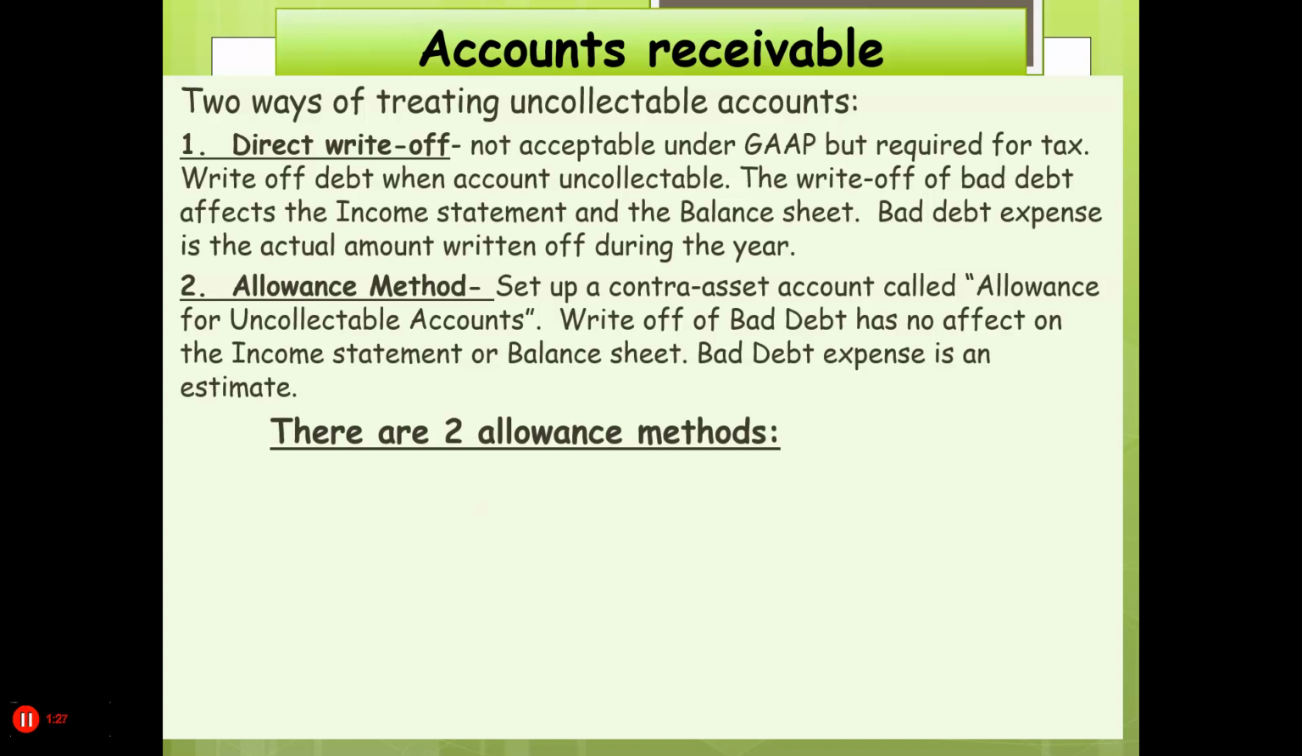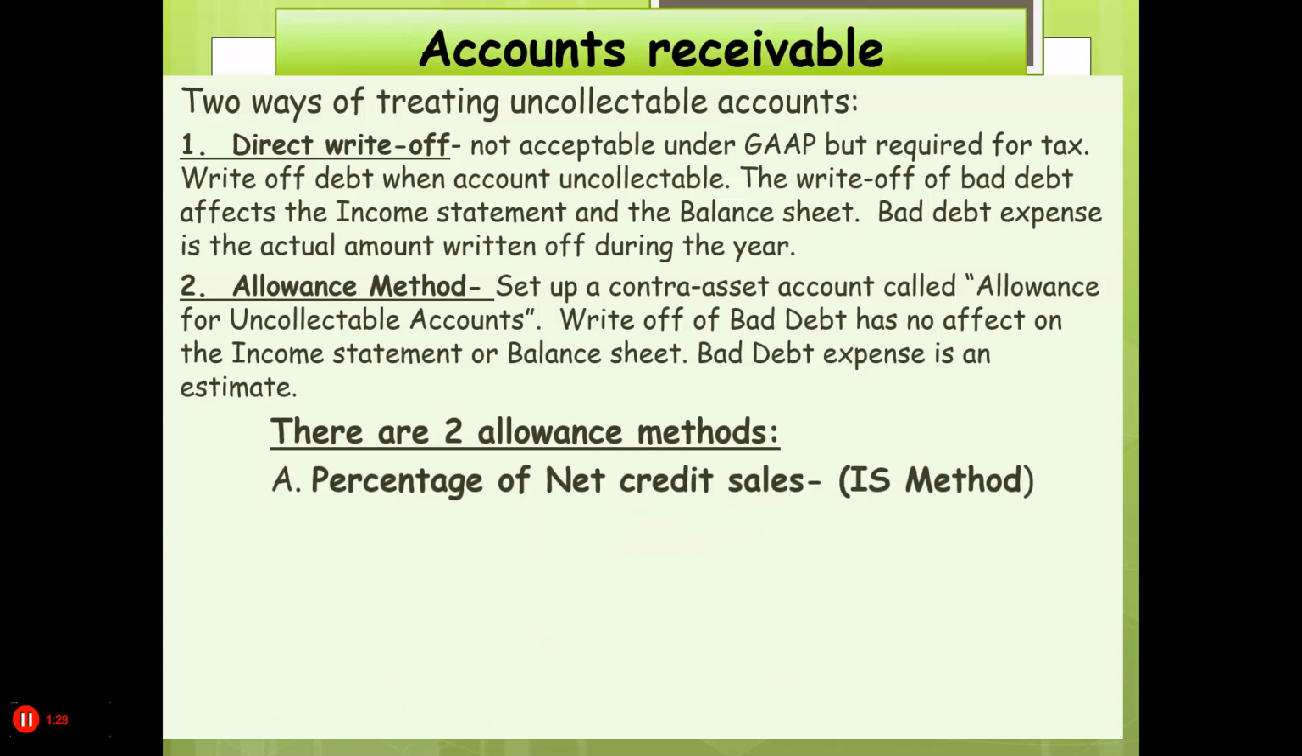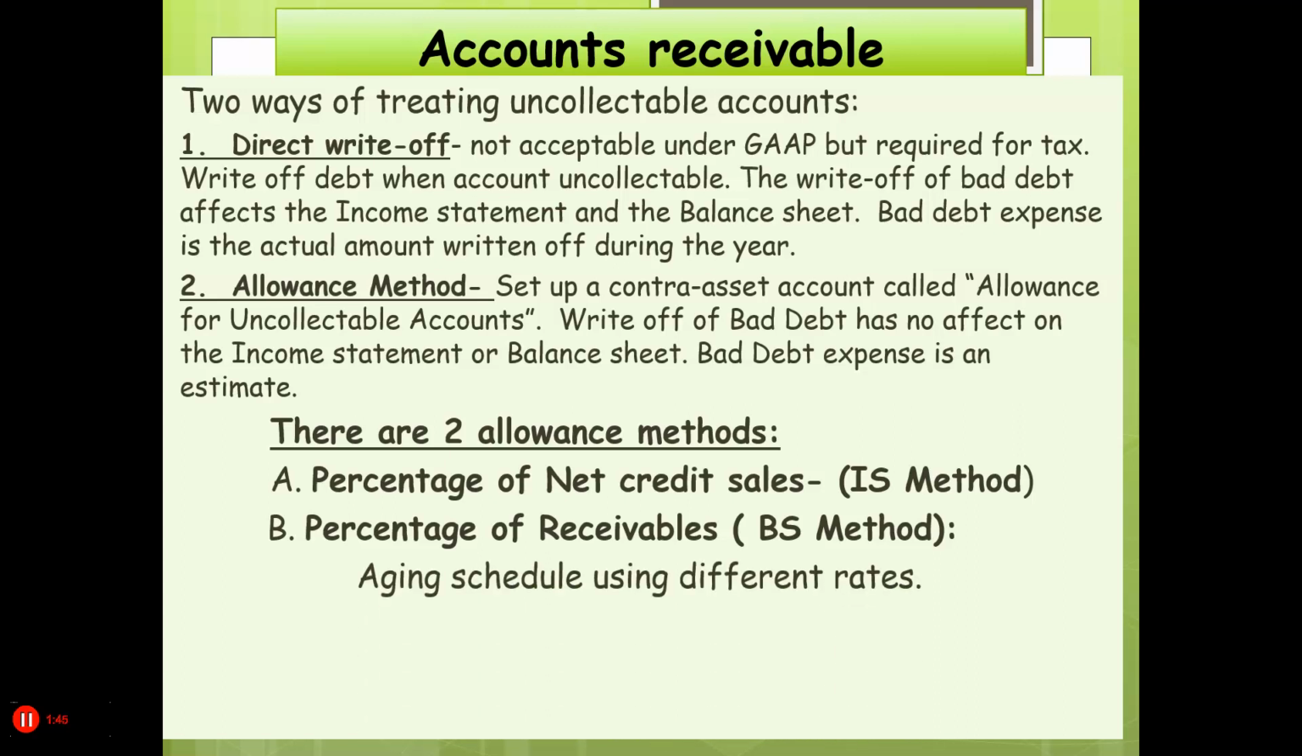Now there are two allowance methods. One's called a percentage of net credit sales. This is normally used during the year. The other is the percentage of receivables, or the balance sheet method, and this is usually what's used at the end of the year. There are two ways you can do it: you can have an aging schedule, or the method we cover, the composite rate.